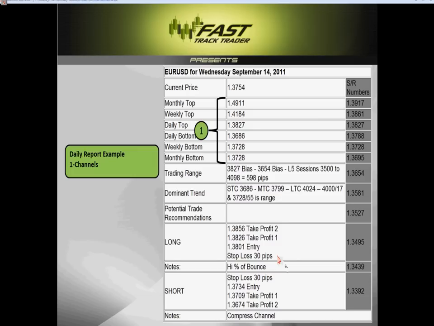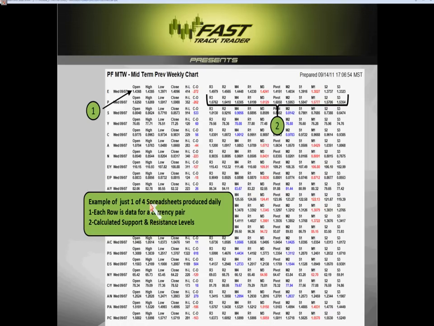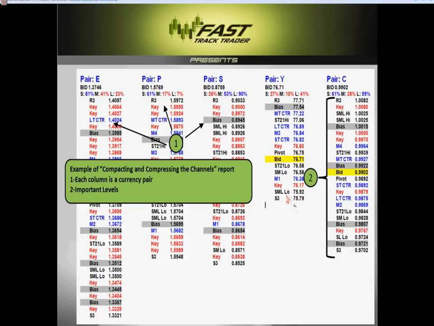Now, first thing we did is we pulled from the daily reports. The only thing we pull from here are the channels, right here. Then we go over to one of 4 spreadsheets. There's 4 spreadsheets total, plus the daily reports. For each row is a pair, we pull all of this calculated information. And then report number 6 is the compacting and compressing the channel report.